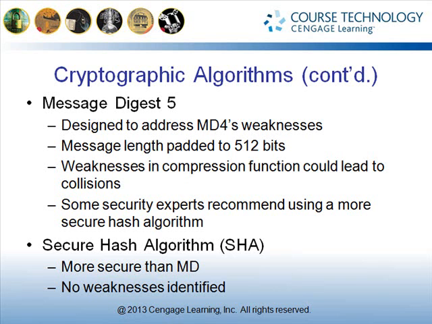The secure hash algorithm, SHA, is a more secure hash than the MD family. Now, SHA is really a family of hashes. No weaknesses have yet been identified in the SHA secure hash algorithm.